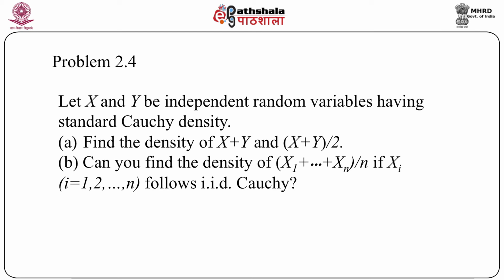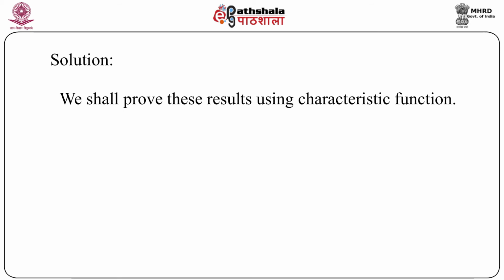I will conclude this session by mentioning one small problem. Let x and y be independent random variables having standard Cauchy density. We would like to find out the density of x plus y and x plus y by 2. Now if we can find out the distribution of x plus y by 2, is it possible to find out the probability density of x1 plus x2 plus up to xn by n if each xi follows IID Cauchy? Let's see. So let's start with the characteristic function.